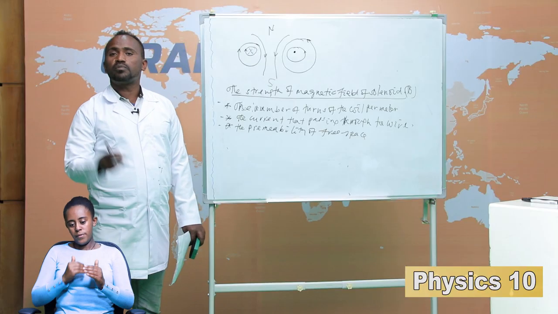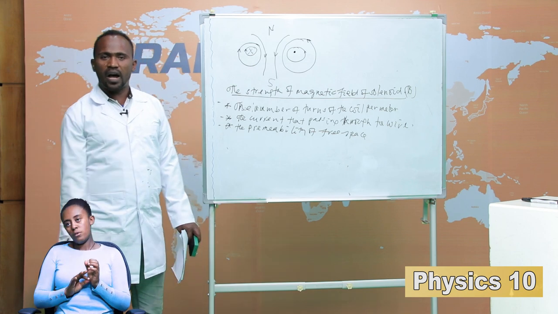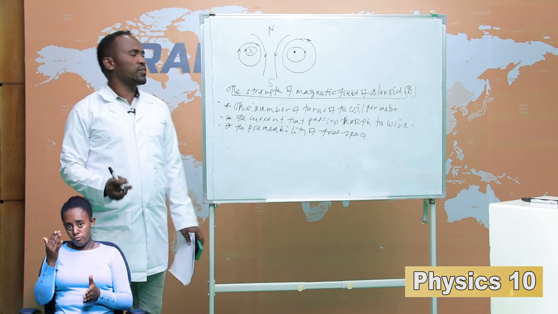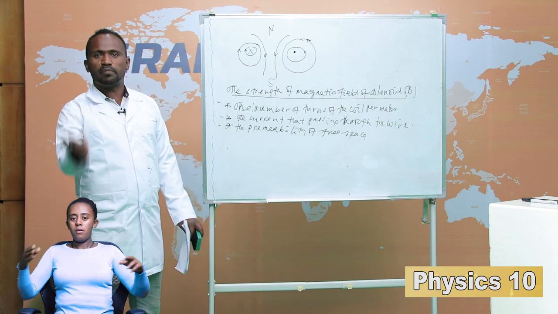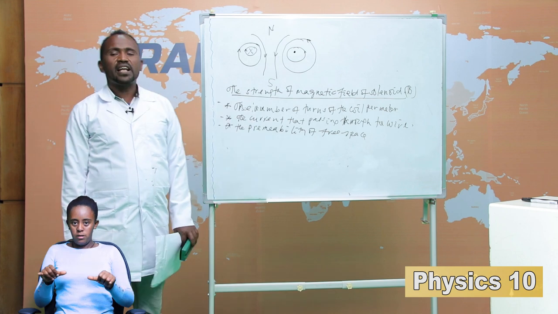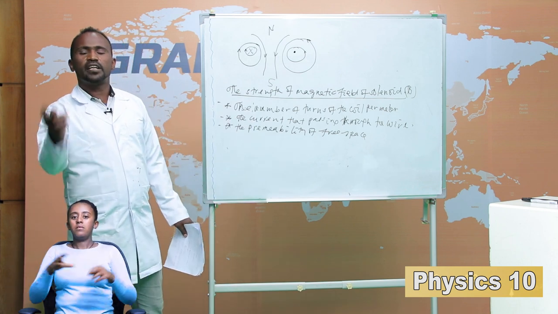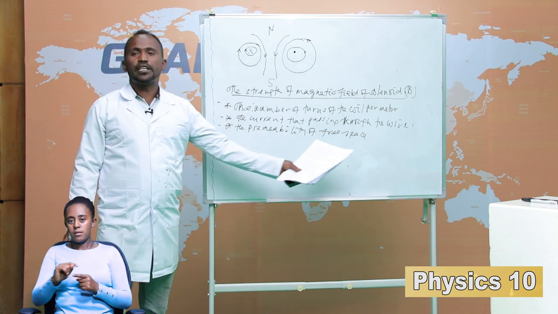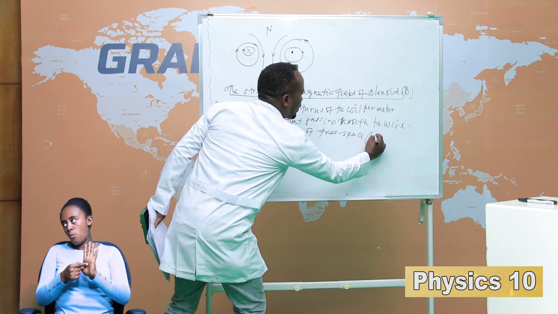Then the strength of the magnetic field of a solenoid depends on three quantities. Do you know this one? One, the number of turns of the wire, that means per meter. The next one is the current passing through the wire. And the third one is the permeability of free space, represented by the symbol mu.